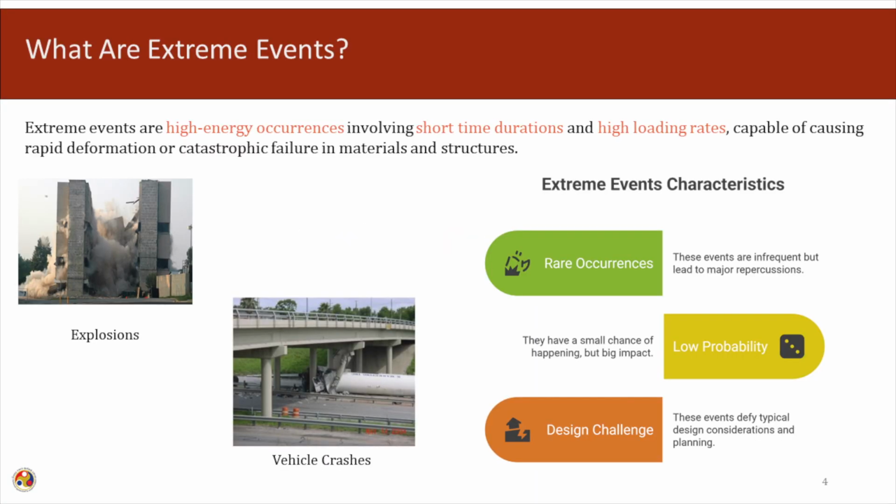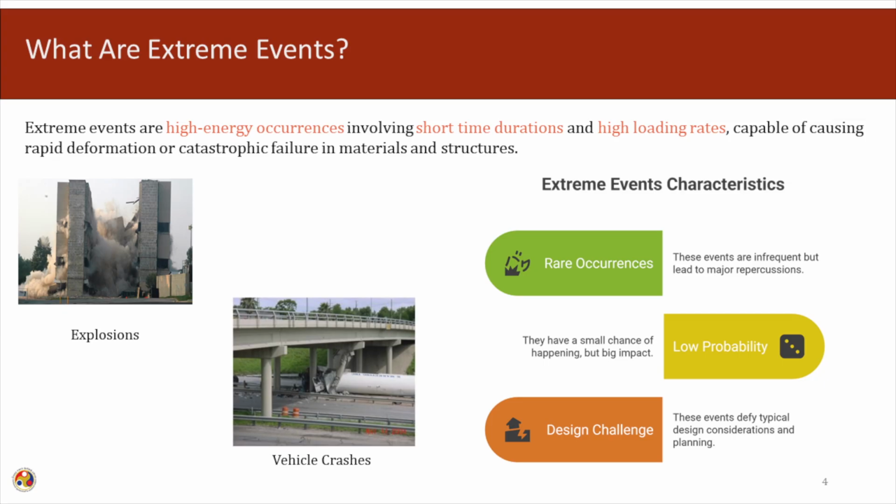So, extreme events are high energy occurrence events which involve short time durations and high loading rate. So, remember one thing, whenever we talk about the extreme events, there will be two signatures. One will be its high loading magnitude and its short duration. So, that is how in general we quantify the extreme loads. And when this type of loading occurs, there is a rapid deformation in the structure, and it may lead to a catastrophic failure in the structure. So, some of the examples are explosions, vehicle crashes.